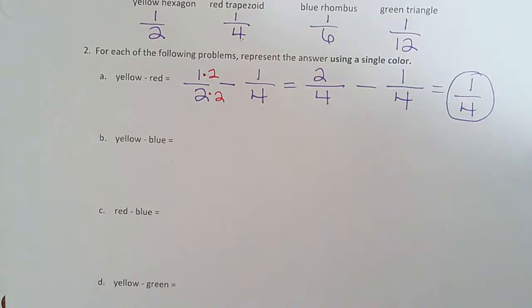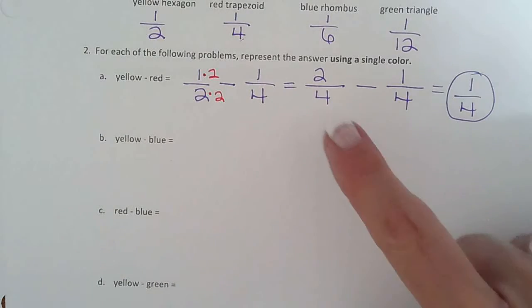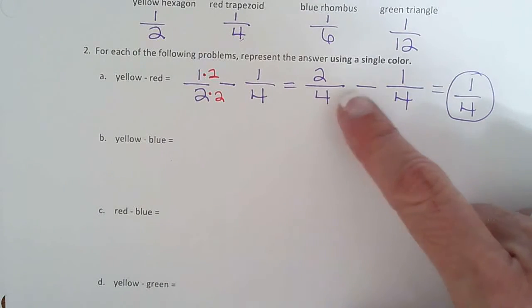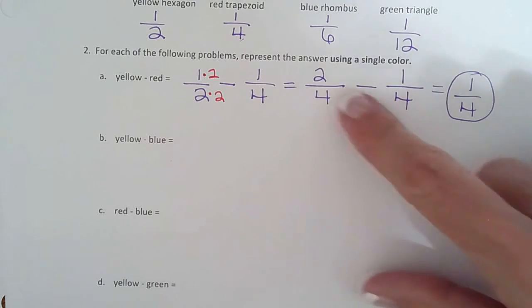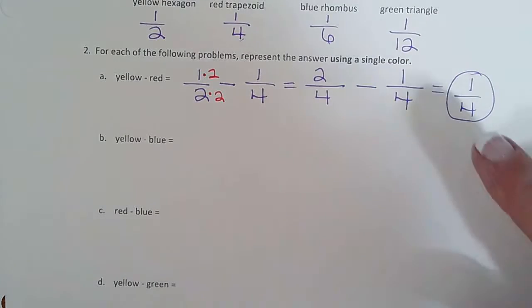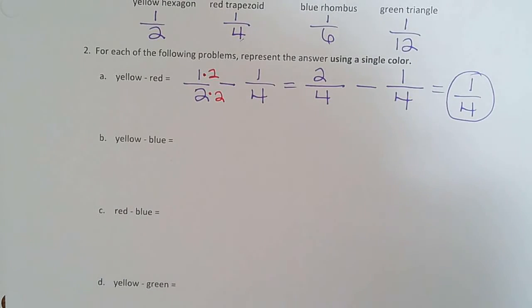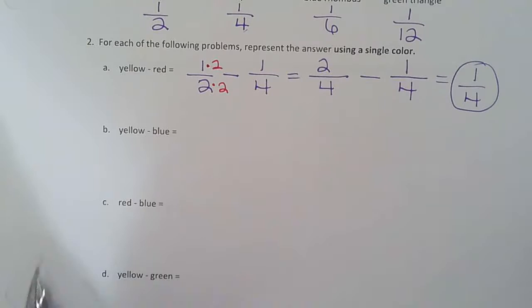So subtraction is just like addition, except for the second to the last step. Instead of adding the numerators and keeping the denominator the same, we subtract the numerators and keep the denominator the same. And then, of course, we have to simplify.